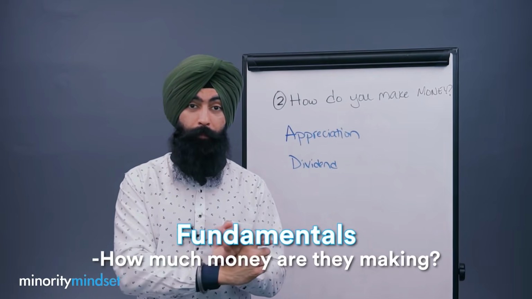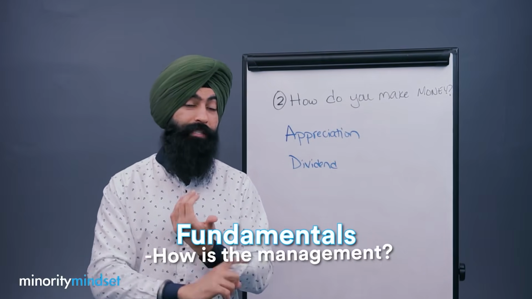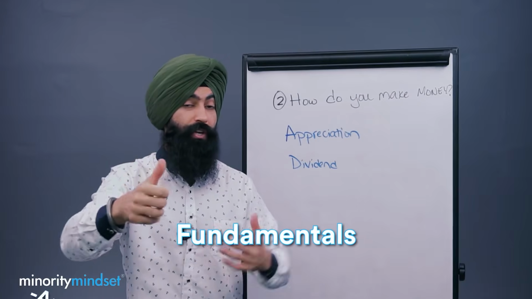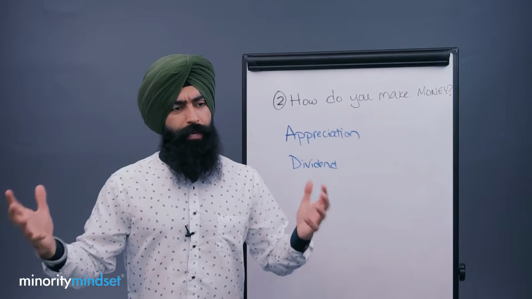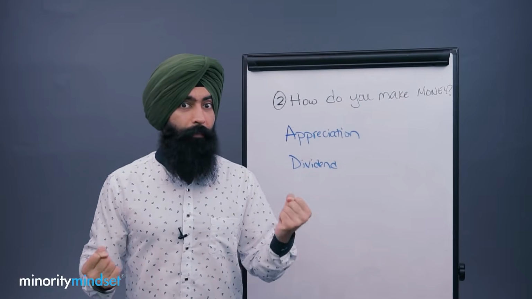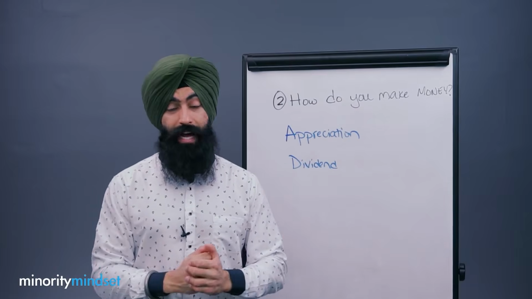That's how much money is the company making, how are their profits looking, are their revenues growing, are their profits growing, how is the management, and are they innovating for the future? So these are the things that really affect a company's stock price over the long term. But in the short term, a company's stock price can be really volatile based off of people's emotions because the stock market is emotional.